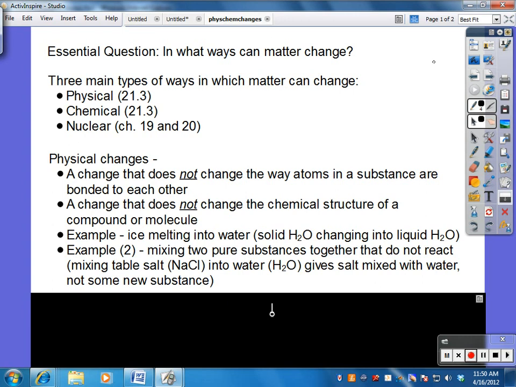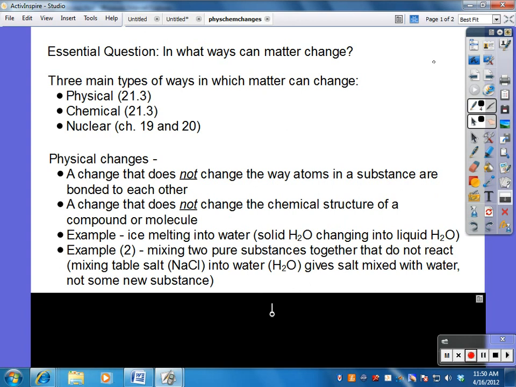Another example would be mixing two pure substances together that do not react. So for example, mixing table salt, NaCl, into water, H2O, gives you salt mixed with water, not some brand new substance. The Nas don't react with the Os, the Cls don't react with the Hs, nothing like that happens. You get salt mixed with water.